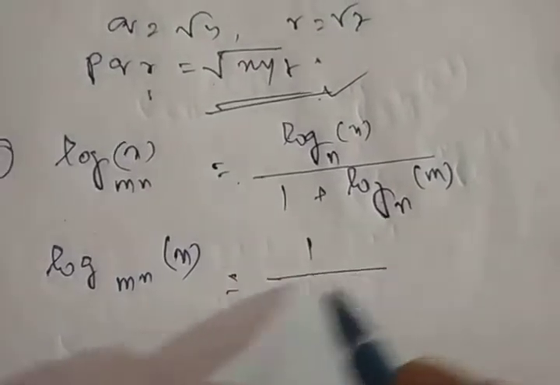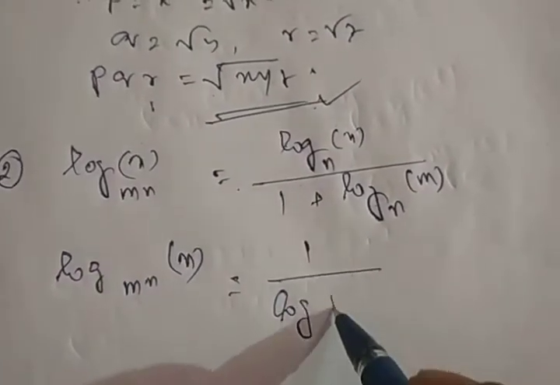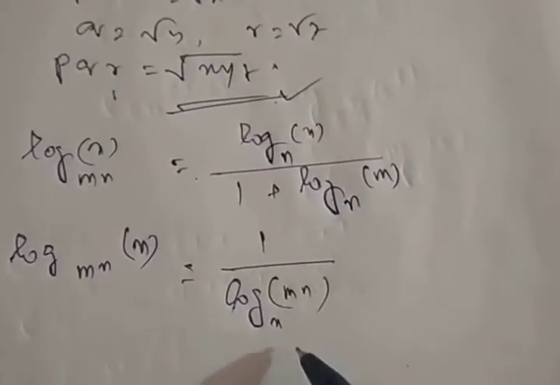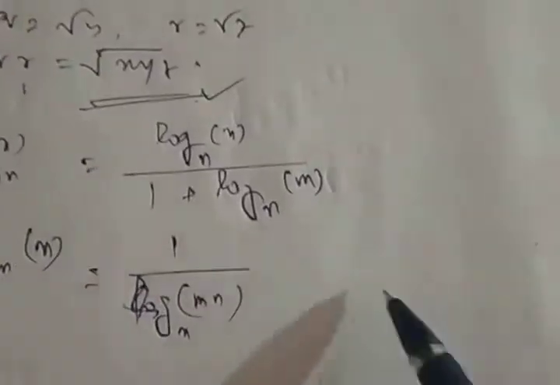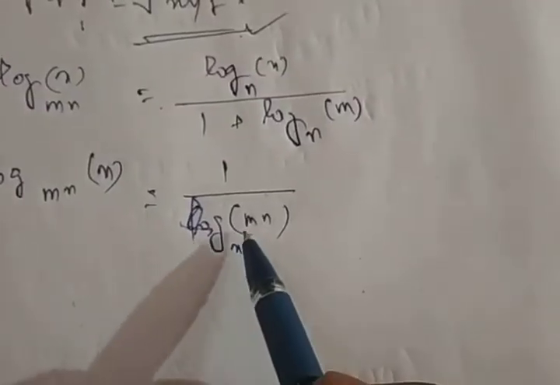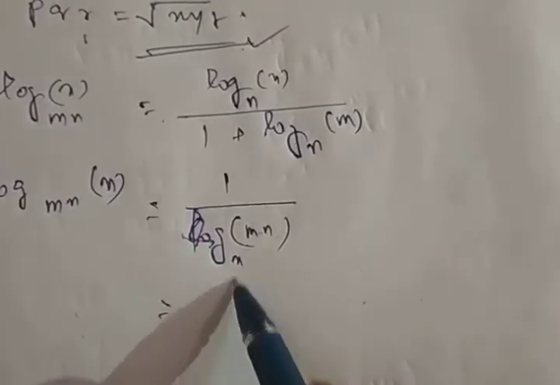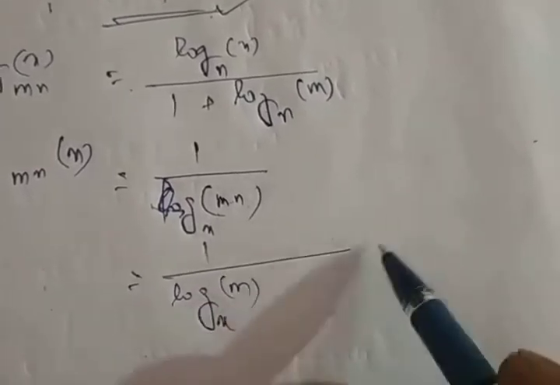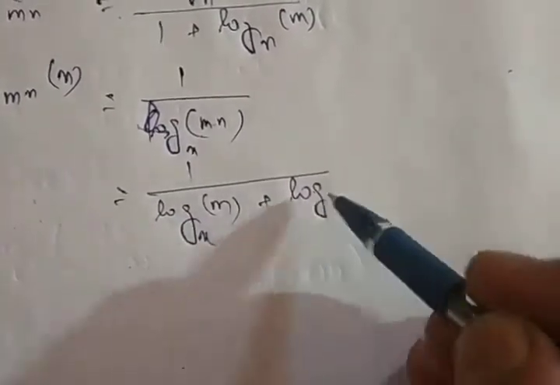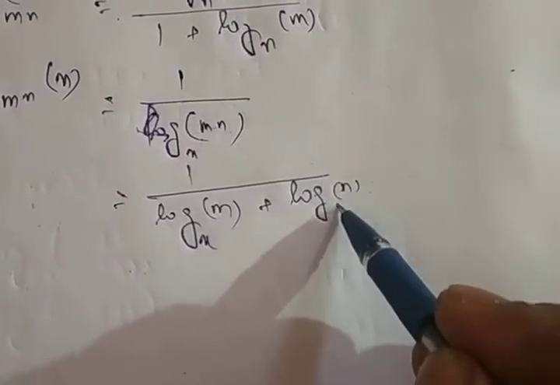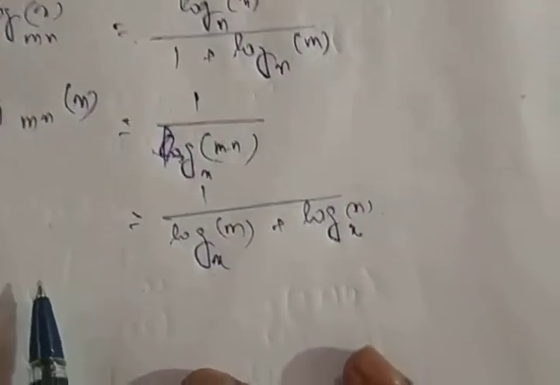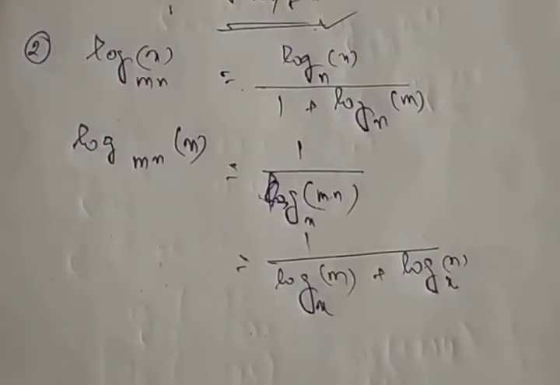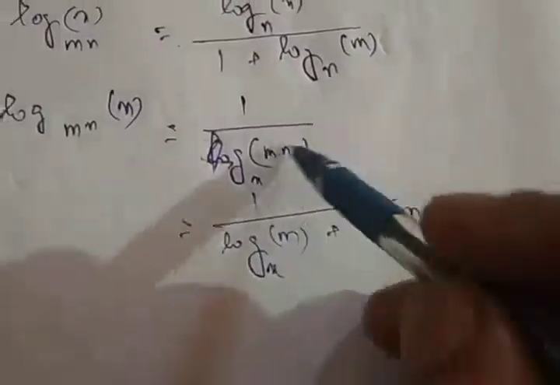This gives 1 by log of mn with respect to base x. This is also from the property. Now these are two terms multiplied, so by the logarithm property we get log of m with respect to base x plus log of n with respect to base x. But the proof does not happen. Oh, sorry, we do not do it this way.